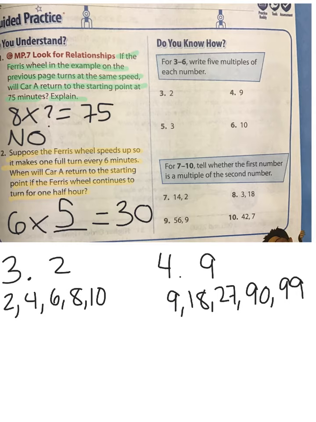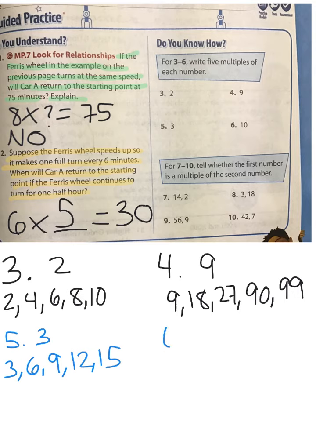Now we're going to do multiples of 3. I'm going to change the color so you can see it better. So, number 5, we have multiples of 3. Remember, 3 is a factor if you add the digits and the sum is a multiple of 3. So you can do it that way, or you can just count by 3s and do 3, 6, 9, 12, 15.